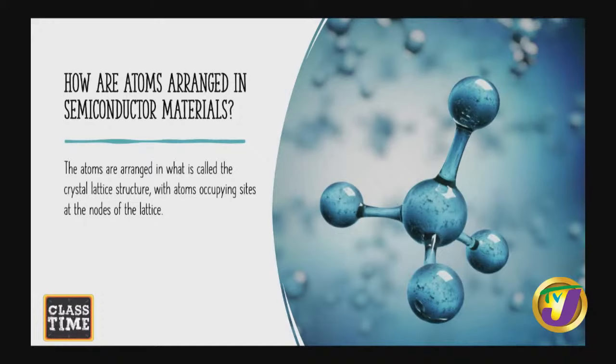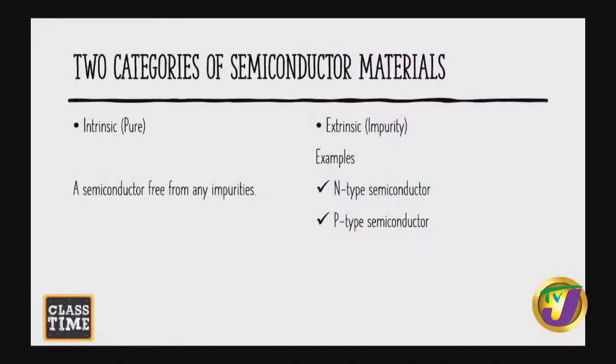Now, as we look at the examples of our semiconductors, the categories that they fall into, we have 2 broad categories: intrinsic semiconductors and extrinsic semiconductors. Students, it is very important that you take note of these definitions. An intrinsic semiconductor material is a pure semiconductor. That means it is only made up of silicon, or only made up of germanium, so it is free from any impurities.